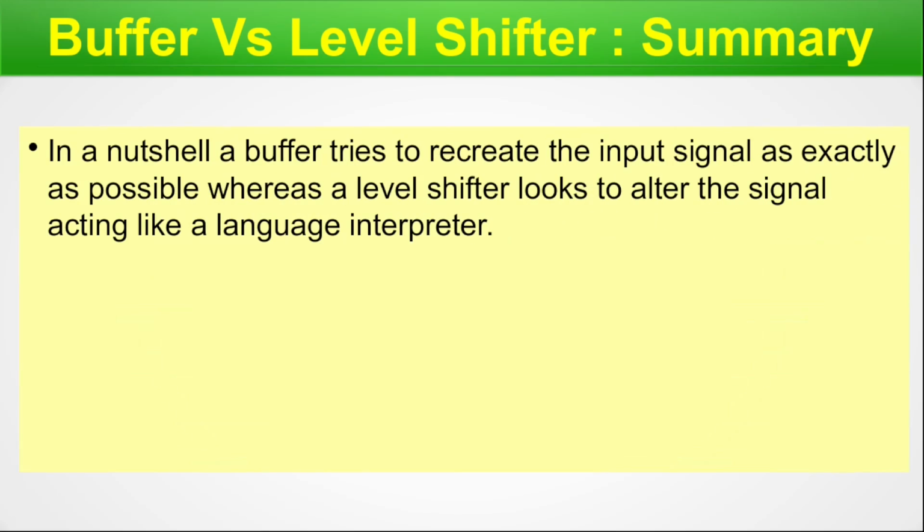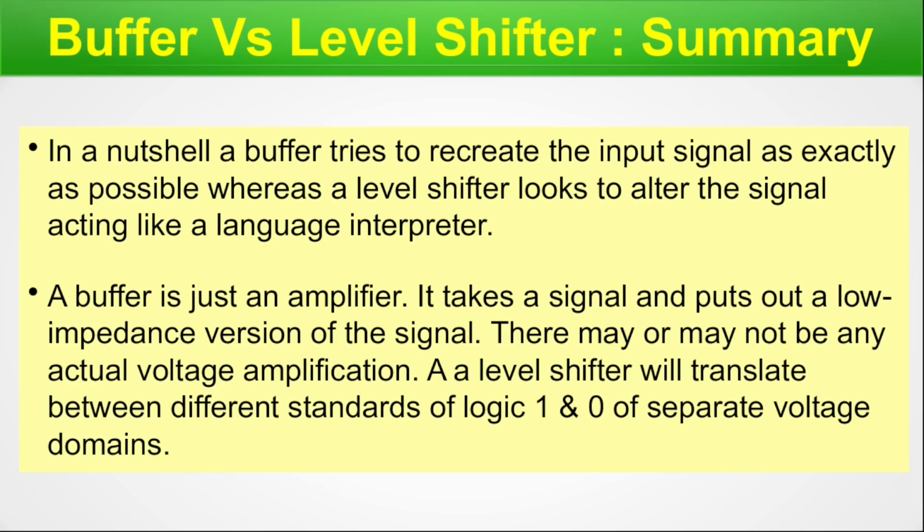Buffer versus level shifter summary. In a nutshell, a buffer tries to recreate the input signal as exactly as possible, whereas a level shifter looks to alter the signal, acting like a language interpreter. A buffer is just an amplifier. It takes a signal and puts out a low impedance version of the signal. There may not be an actual voltage amplification. A level shifter will translate between different standards of logic 1 and logic 0 of separate voltage domains. So we are done with the summary, and up to this point, I think you have got the answer to the question Vandana has asked. We are done with this particular slide, so let's move on.